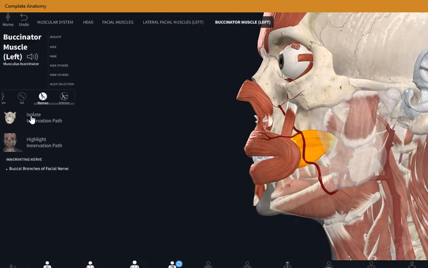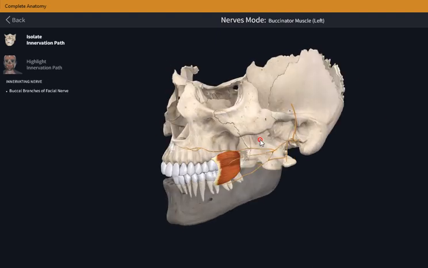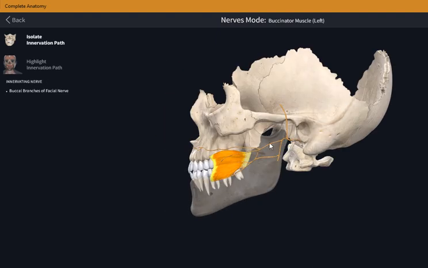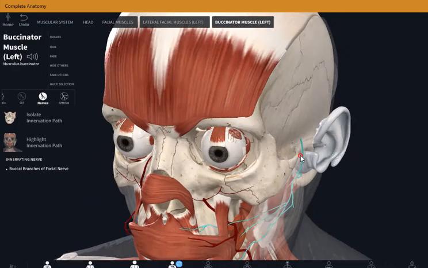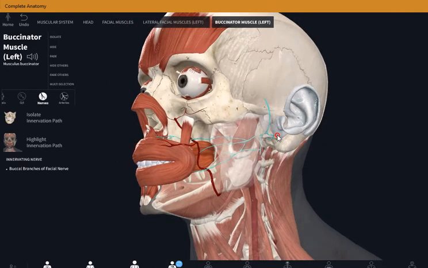So this is the buccinator. We see that it's going to receive from all the branches. There is a branch of the zygomatic, the buccal branch, mostly the buccal branch, not zygomatic here. So the buccinator is mostly receiving from the buccal branch. So now we have all these muscles here which have been seen.